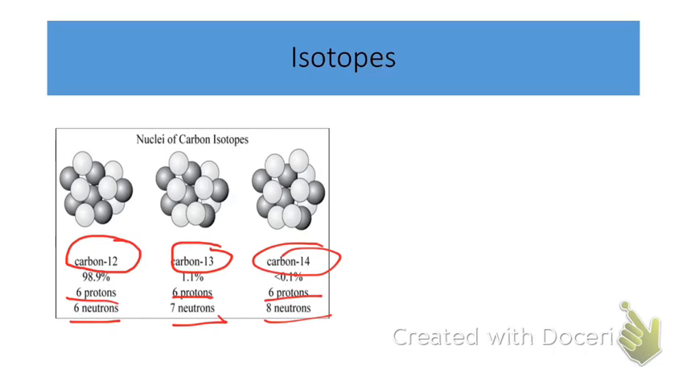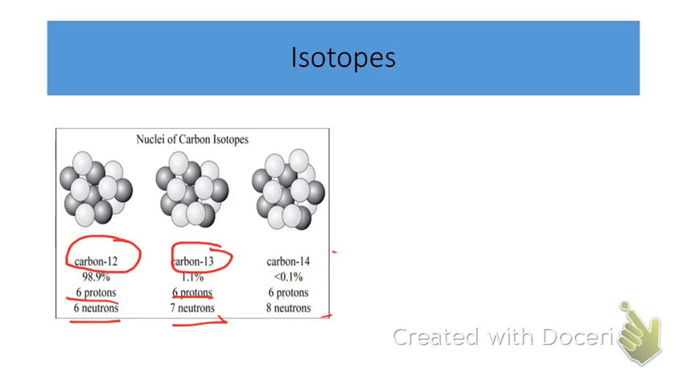They are all from the same element, but they are different in their number of neutrons. Therefore, they are considered different atoms of the same element. And those are isotopes. All right?